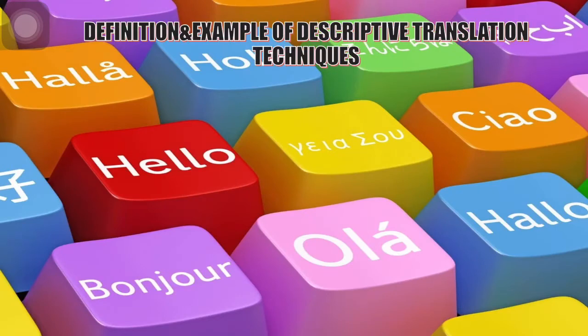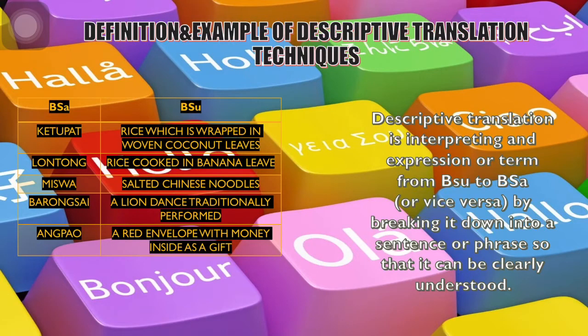So the first, definition and example of the descriptive translation technique. Descriptive translation is interpreting an experience or term from BSU to BSA or vice versa by breaking it down into a sentence or phrase so that it can be clearly understood.